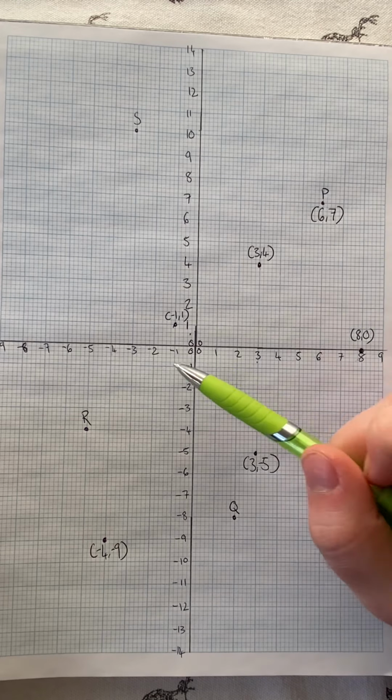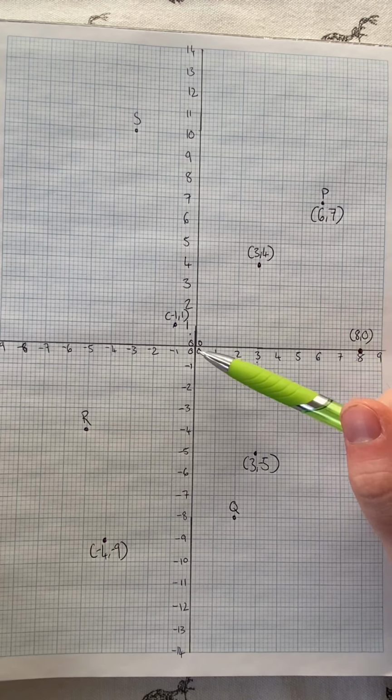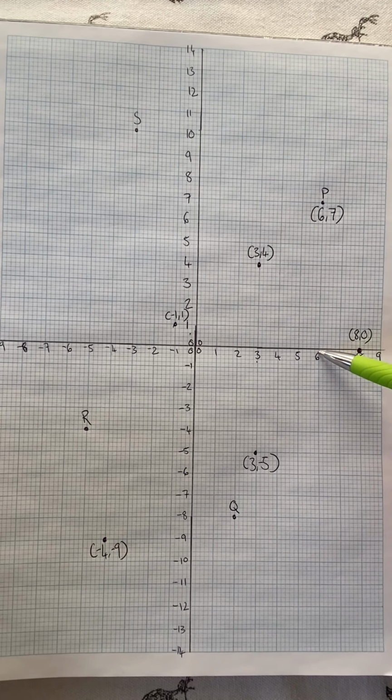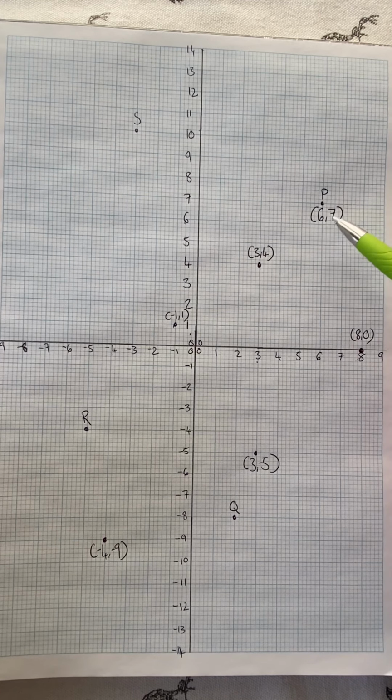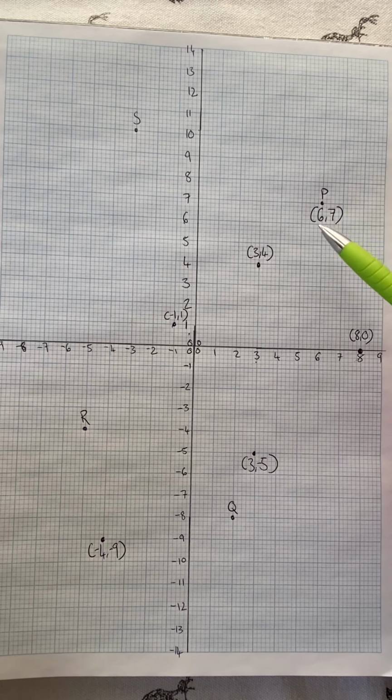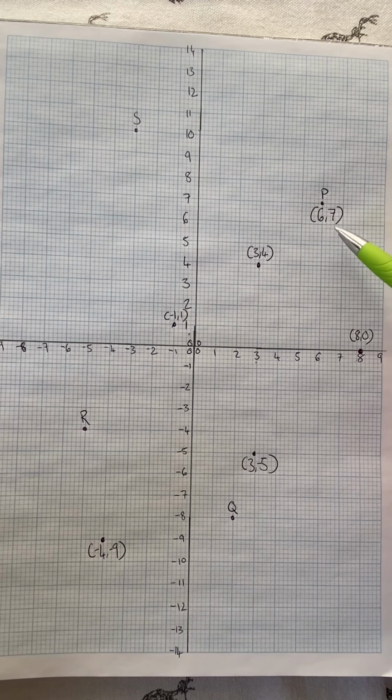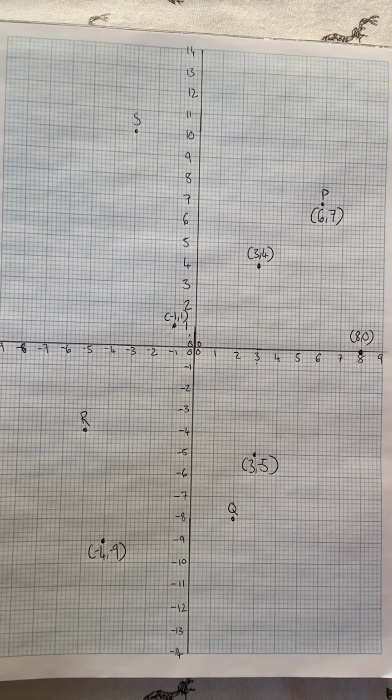So just to remind you, I went across my x-axis first. I went across as far as I need to go, which was 6 squares. I went up 7 squares, which got us to point P. So our coordinate is 6, 7. Anything in this quadrant, sorry, both coordinates will be positive. So have a look at Q then.